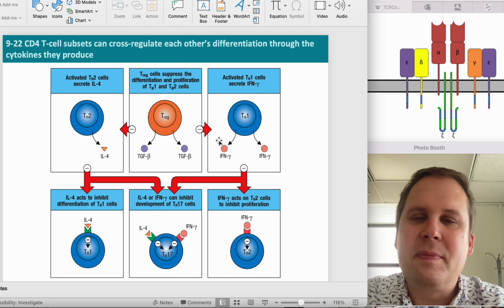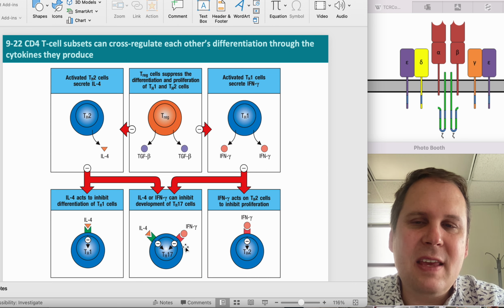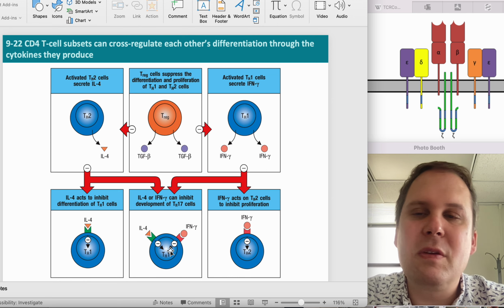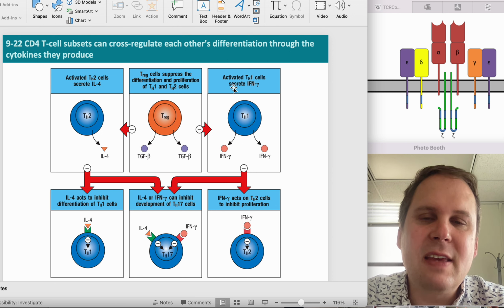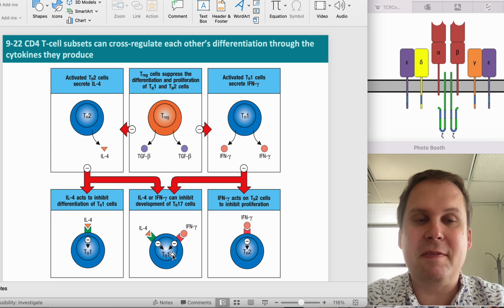So look at this. First thing you make are probably going to be these Th17s. And the Th17s, that's fine. They can go out and do things. But as soon as you start to make either a Th1 response with interferon gamma or a Th2 response with IL-4, then both of those things are going to shut down the Th17s.